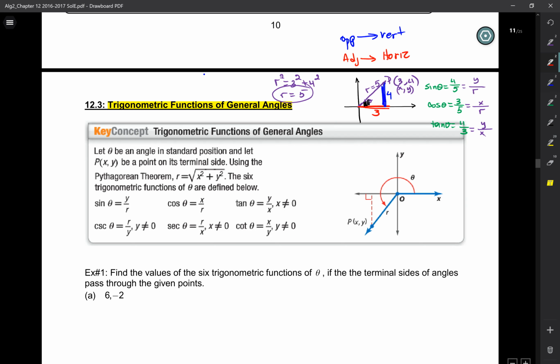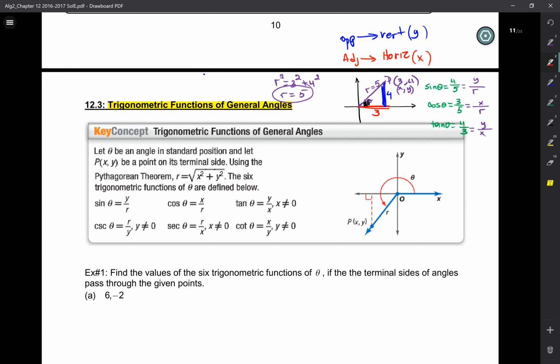Horizontal. Now, when you have an x-axis and a y-axis, is the vertical side always x or y? Y. And what about the horizontal side? Is that always x or y? X. So from now on, we're no longer going to say opposite and adjacent. We're now going to say the vertical or the horizontal, or y or x.